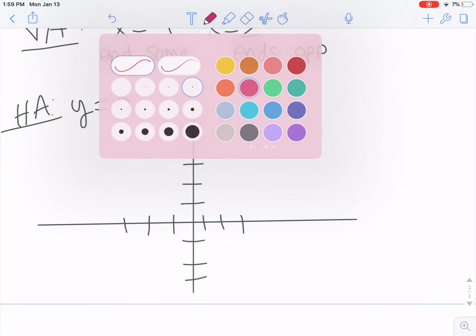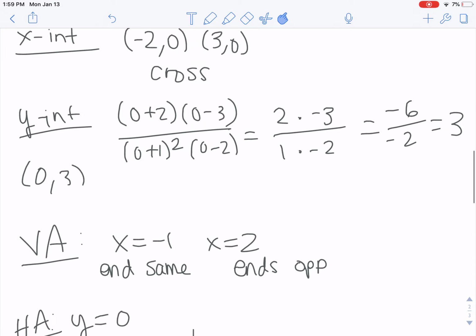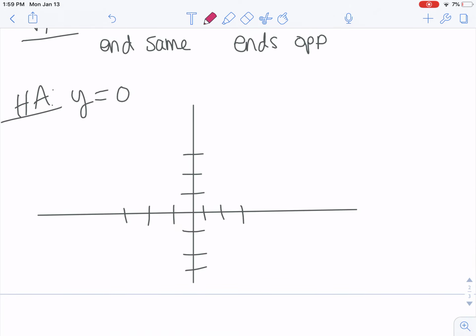Okay, so I'm going to start with plotting my x-intercepts. Well, my x-intercepts occur at -2, 0, and 3, 0. So -2, 0 is here. Oops, well, right there. And 3, 0, that's right there. So those are your x-intercepts. Then we're going to graph our asymptotes. So our y-intercept.